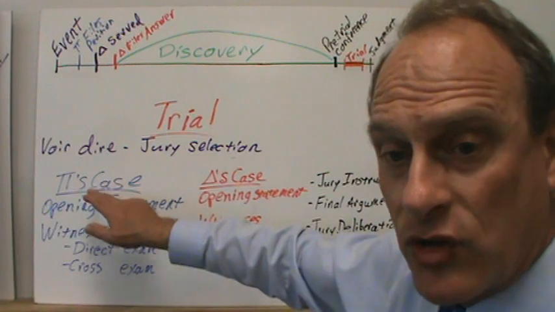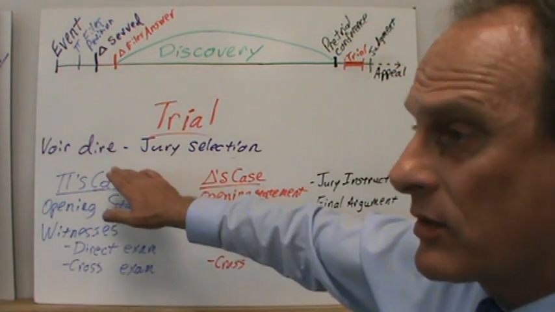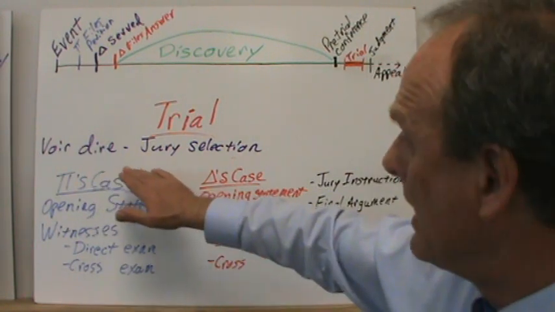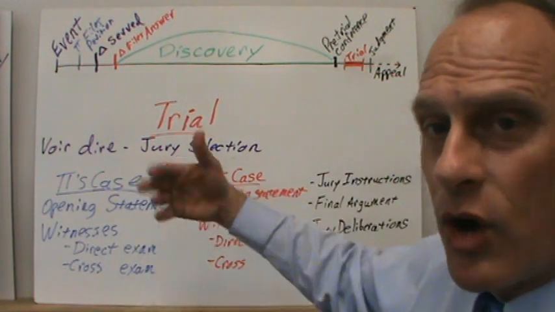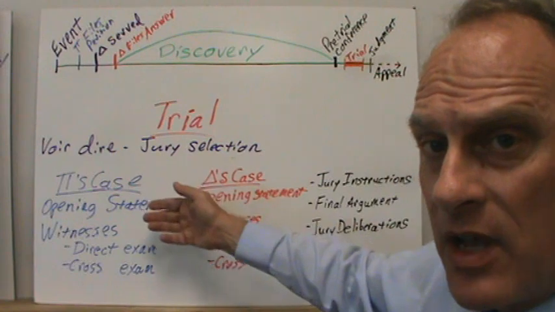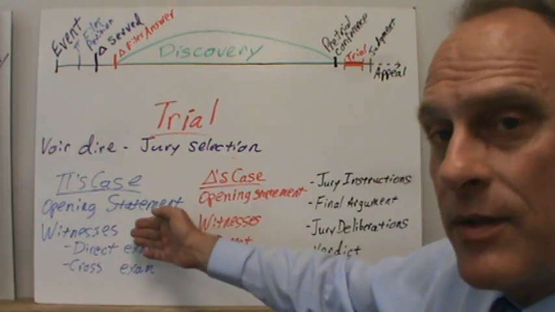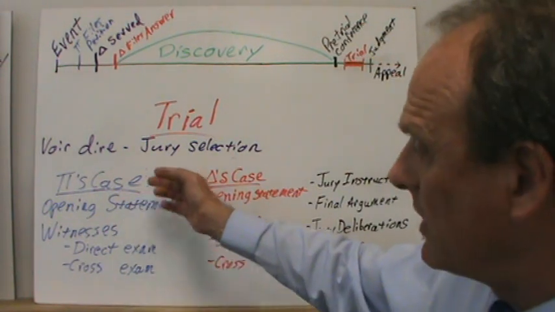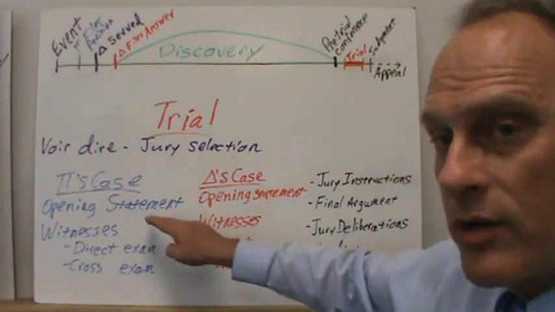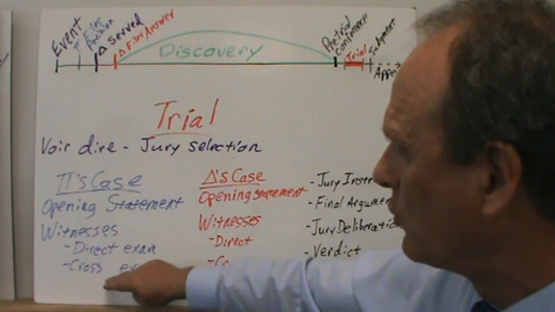Trial starts, if it's a jury trial, with something we call voir dire, or that's what we call it in Texas. Other lawyers from other states pronounce it differently. But it's jury selection. And then after jury selection, we have the plaintiff putting on the plaintiff's case with their opening statement, and then after the opening statement, calling their witnesses for direct examination by their own lawyer. And then the other parties in the case can cross-examine each of those witnesses.